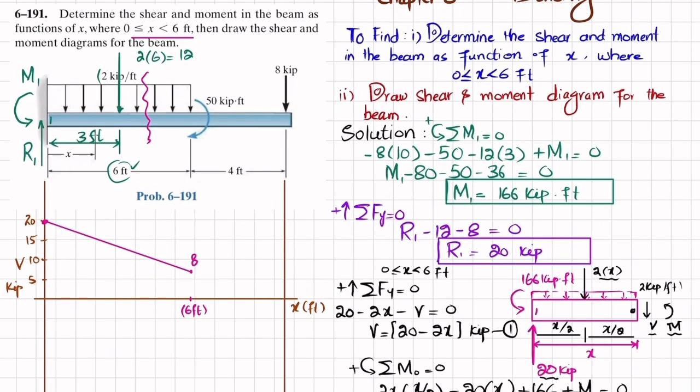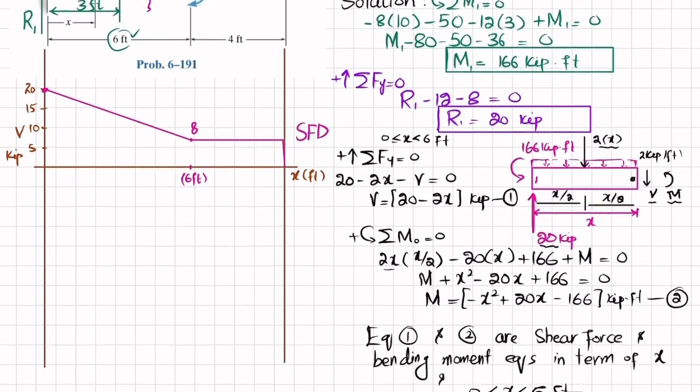Now moving from this point till this point, we do not have any other force, so the shear force will remain horizontal. It will remain horizontal till the end, and at the end you can see you have minus 8 downward, so that will bring it down to 0. Clear? So this will be your shear force diagram. Now we'll draw the bending moment diagram.